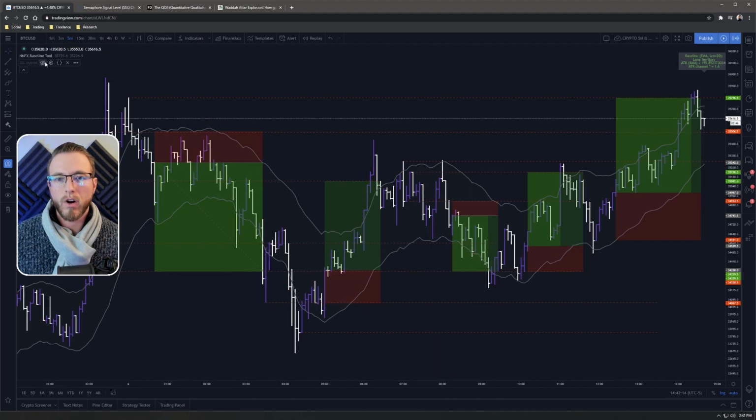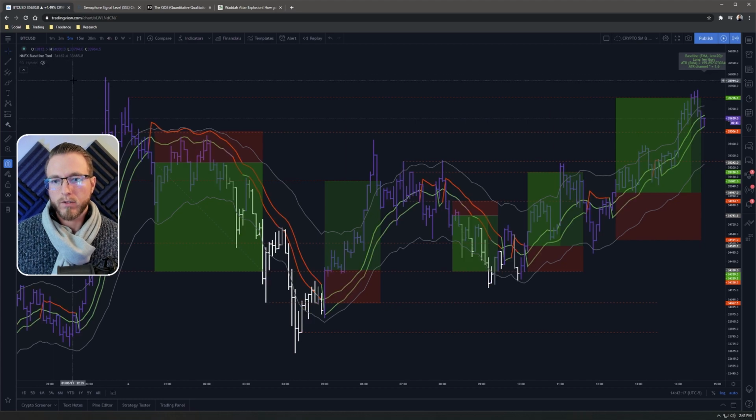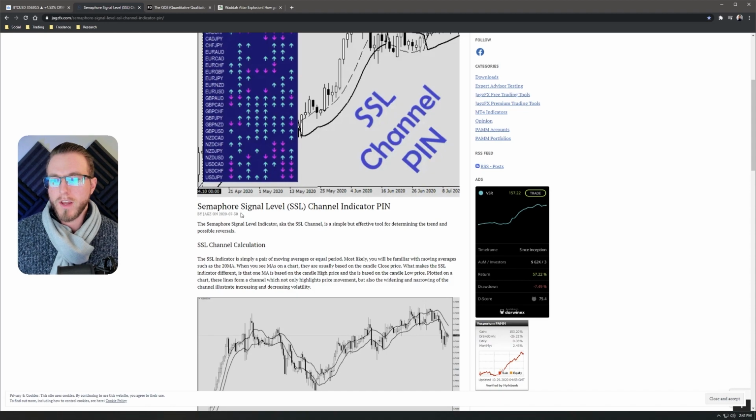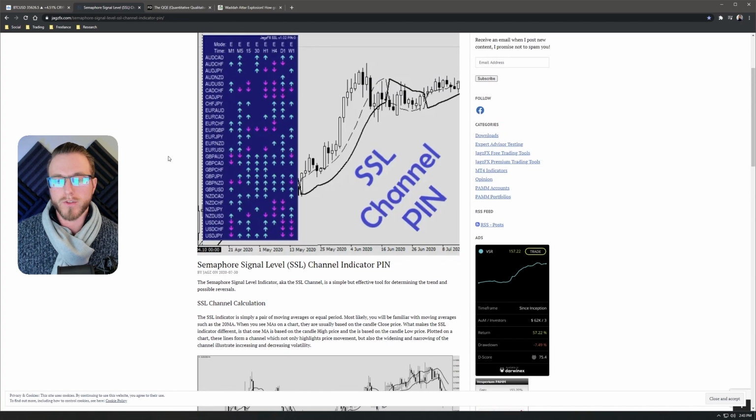Let's go ahead and turn on our SSL tool. Immediately, you can see that there are another two lines that have popped up on the screen. I have them green and red, and you can see that when the trend starts changing, the bands start changing colors as well. This isn't really anything new. Basically, the SSL is actually called the semaphore signal level. It is a channel indicator. I'm going to leave all of the links to these things in the description below so that you can go and read up on how these indicators work, how they're calculated, and stuff like that.